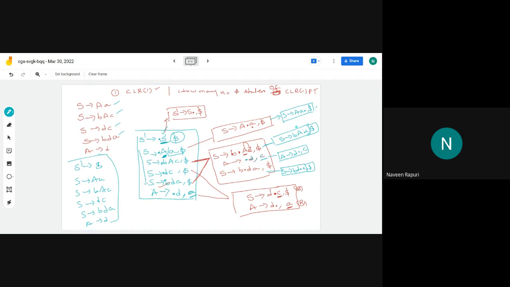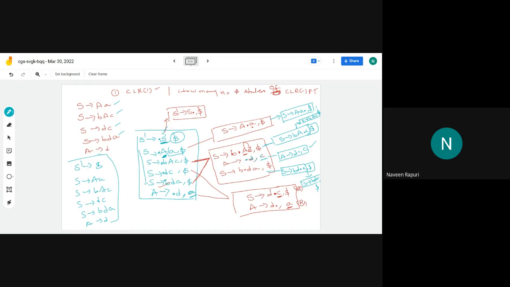So that's why we need to add one more production. S derives BAC dot dollar, and it is completed. It is not completed, so by adding S derives BDA dot, comma dollar.